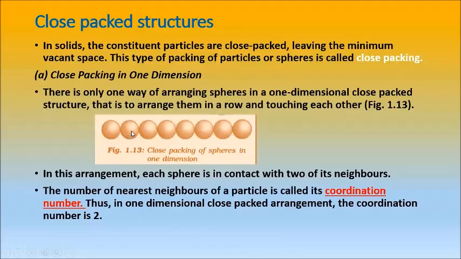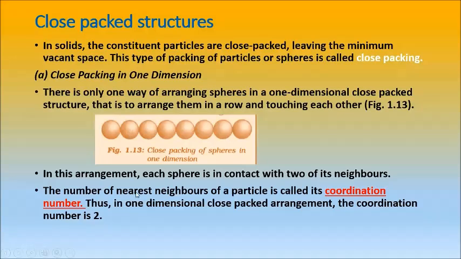In this arrangement, each sphere is in contact with two of its neighbors. So if you take the middle one, we can see that it is in contact with one and the second one. That means two spheres will be in contact with this sphere.